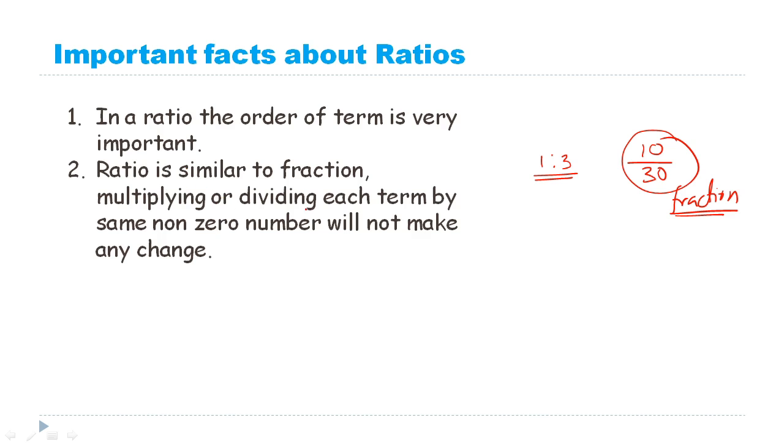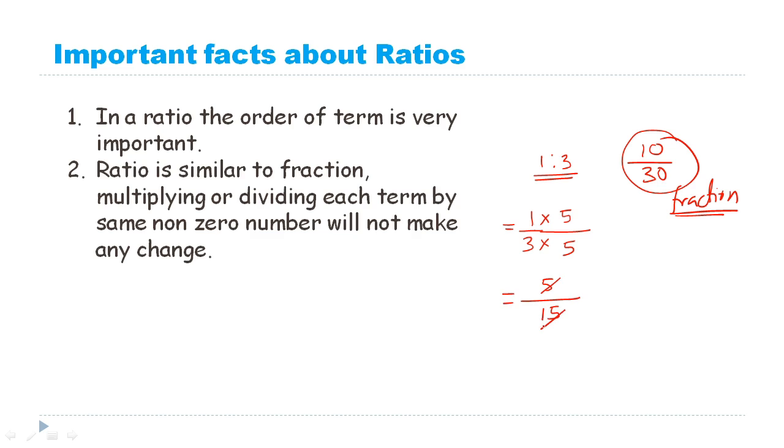And multiplying or dividing each term by the same non-zero number will not make any change. Now you see, if I write 1:3 in the form of a fraction, that is 1/3, and you multiply by any same non-zero number, non-zero means except 0. So if we multiply 5 here and 5 here, that means the same number must be multiplied with the numerator as well as the denominator. And if you do this calculation, you will have 5 ones are 5 and 5 threes are 15.